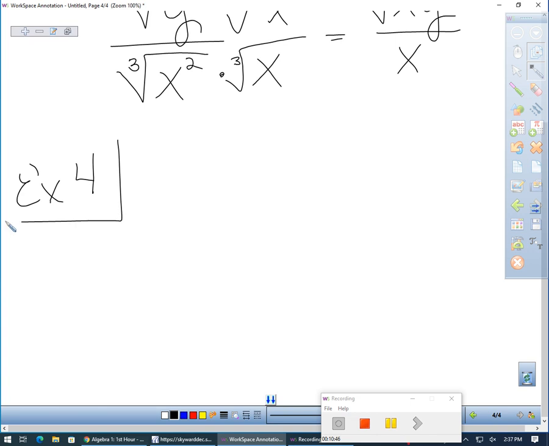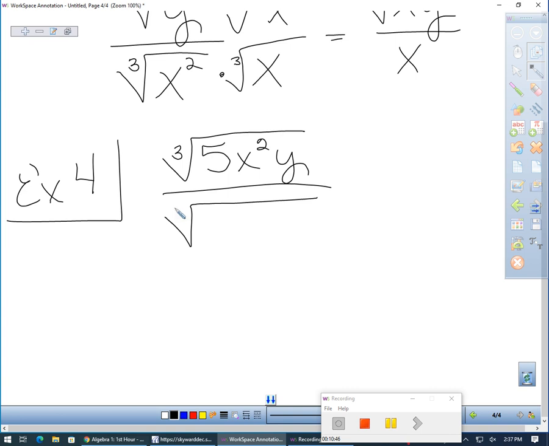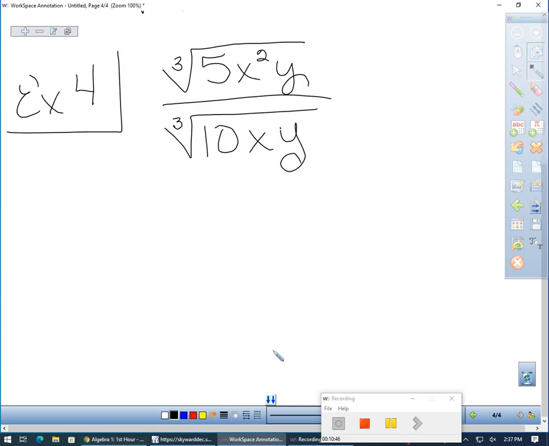How about this one? Let's say I have the cube root of 5x squared y over the cube root of 10x y. We'll just say y. All right, so the first thing we want to do is reduce this fraction, right? Yeah, so 5 goes into 5 once, 5 goes into 10 twice.